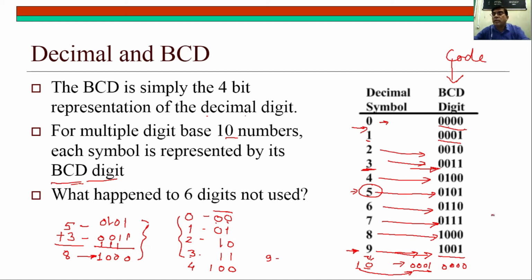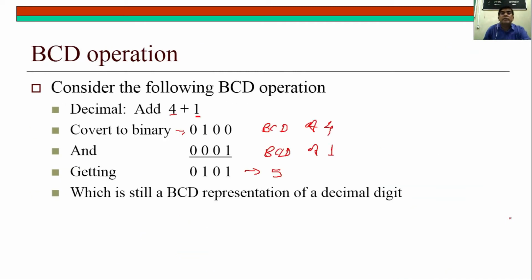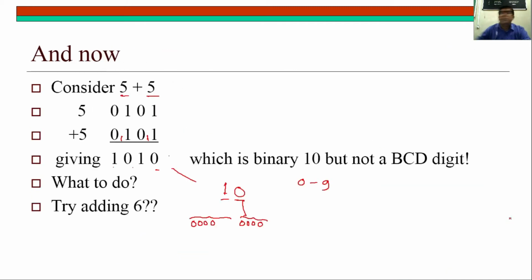1010 is not available in the BCD codes. But the answer here is 1010, which is not a valid BCD code. So what to do in this case? I want to convert this. The answer is correct, the addition is done correctly, but the answer obtained is not properly represented in the BCD code. So what to do?